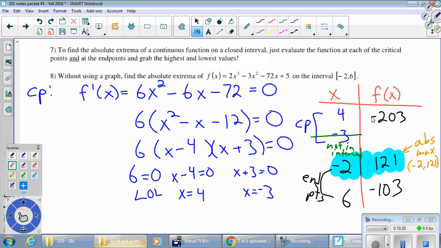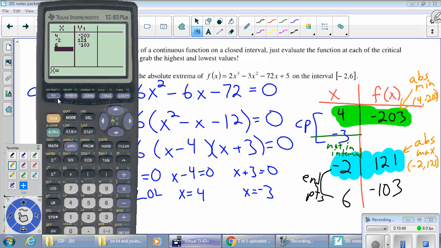And then the absolute min occurs wherever the smallest y value is. So -203 compared to -103, so the smaller one is -203. So this tells me that the absolute min is at 4, -203, just like that.